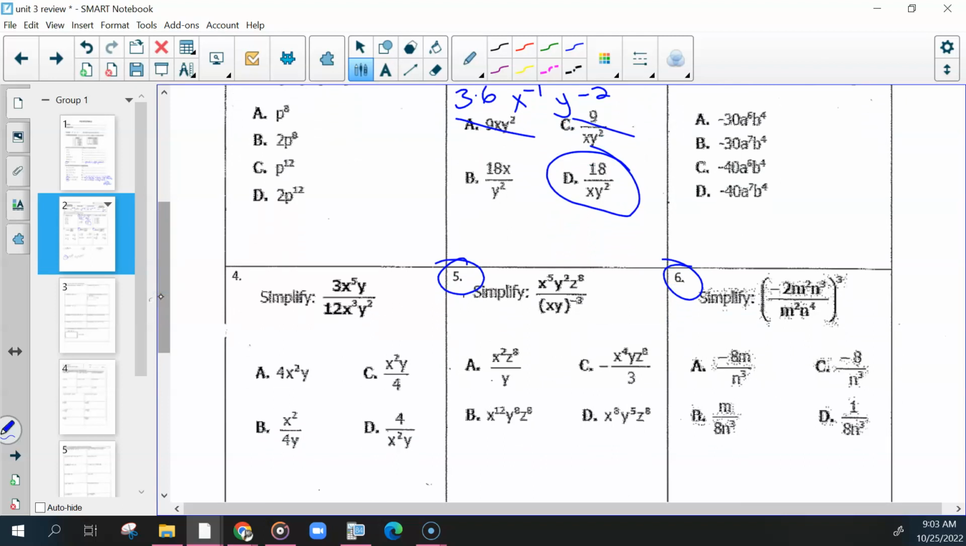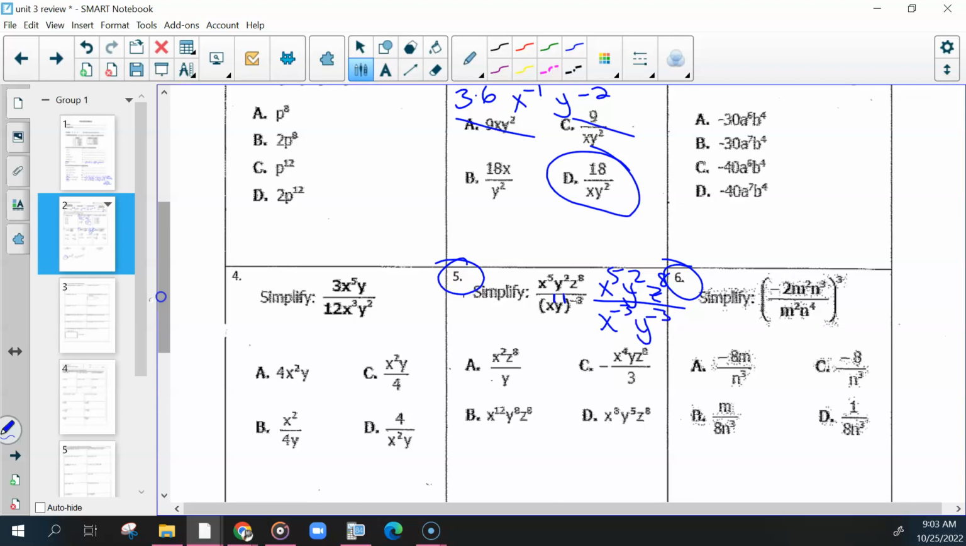For 5, what would be our first step? It would be multiplying the negative exponent to the exponents inside. Yep. Multiplying that negative 3 to the exponents inside. We have x to the 5th, y squared, z to the 8th in our numerator, and x to the negative 3, y to the negative 3 in our denominator.